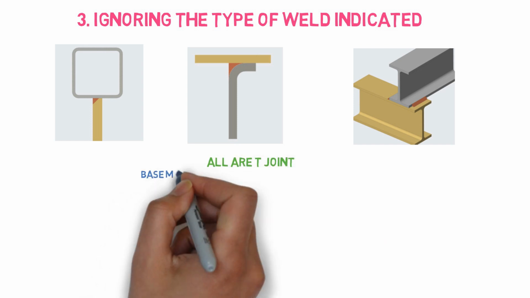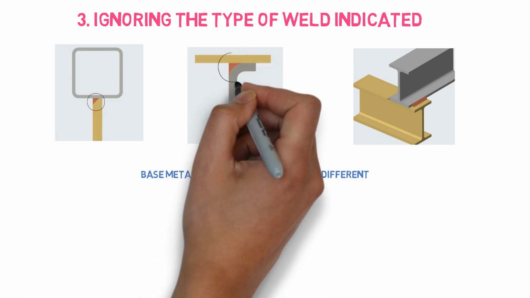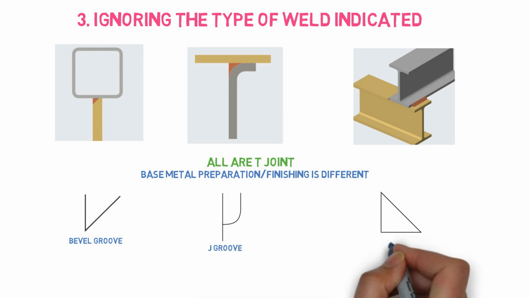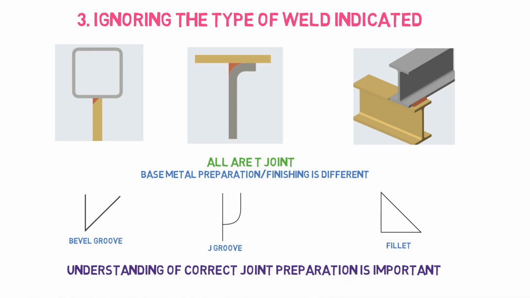In photos number 1, 2 and 3, you can see all are T-joints, but the metal preparation is different. The first connection is a bevel groove joint, the second is a J groove joint, and the third is a fillet weld. So it's very important to understand the type of the weld symbol. You have to prepare the base metal for either bevel groove, J groove, or fillet weld connection. And once the proper connection is made and the base metal is fit up properly, then it's allowed to weld.